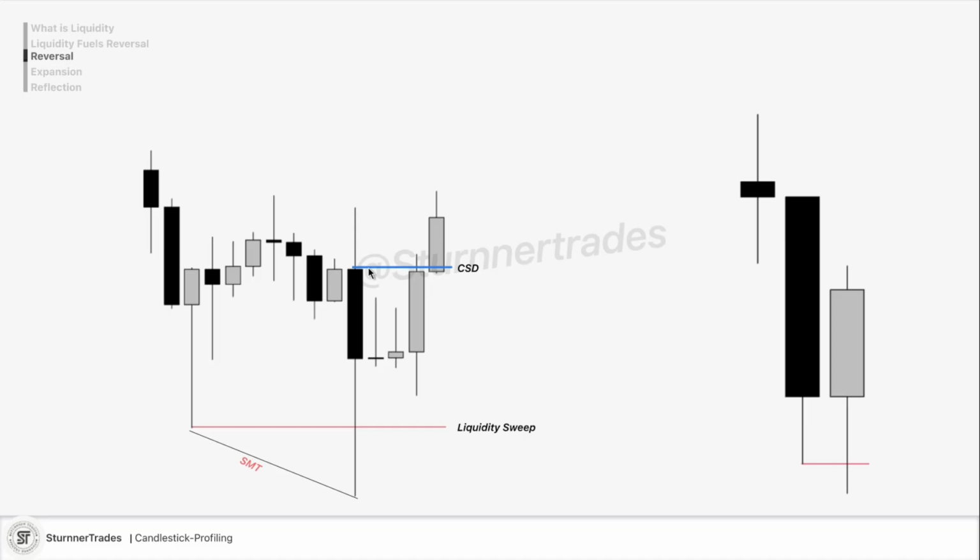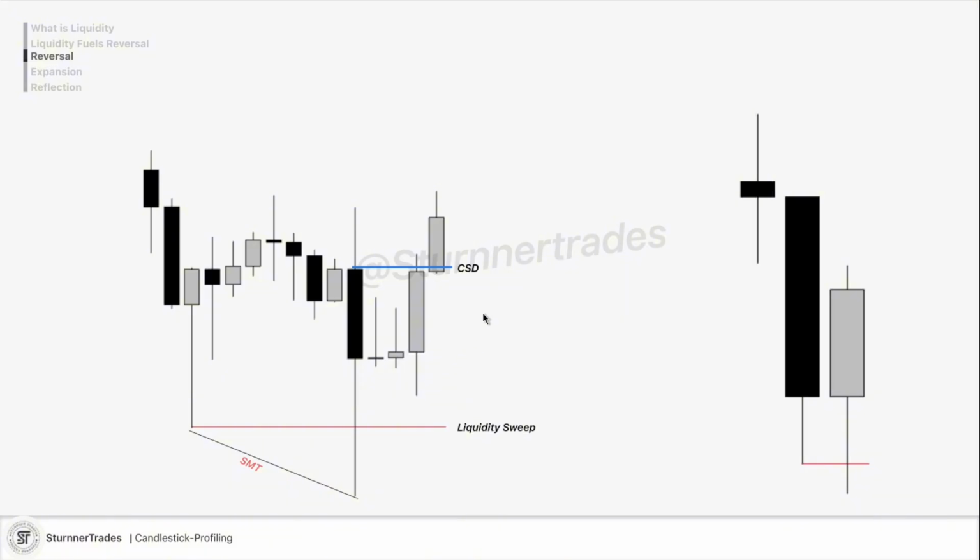And that proof is CSD, change in state of delivery. Now, the change in state of delivery shows us price is no longer delivering the same way. We are flipping from sellers to buyers. So, how do we confirm the CSD? We want to see a clean body close above or below the candle or series of candles that swept liquidity. And once we've got that closure and SMT divergence to support it, now we are ready.